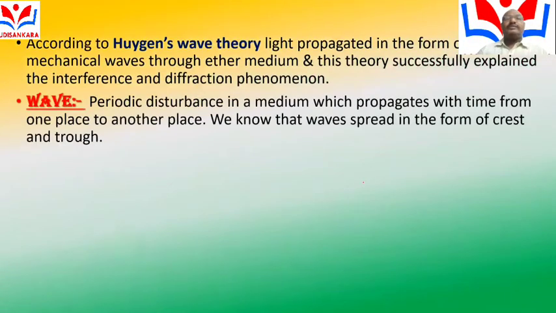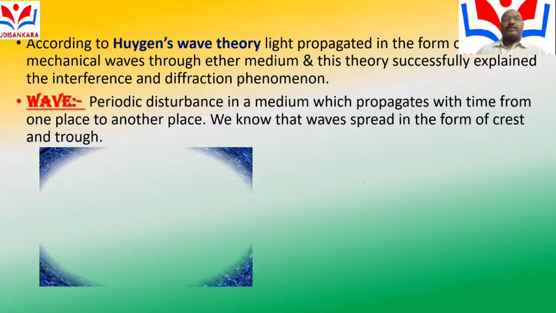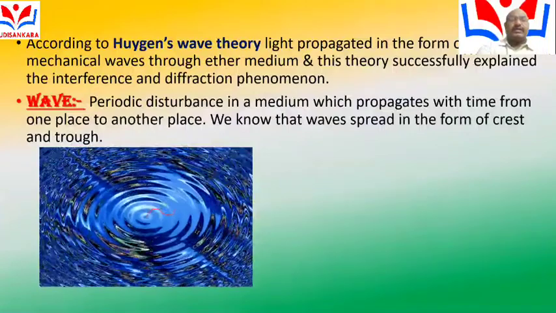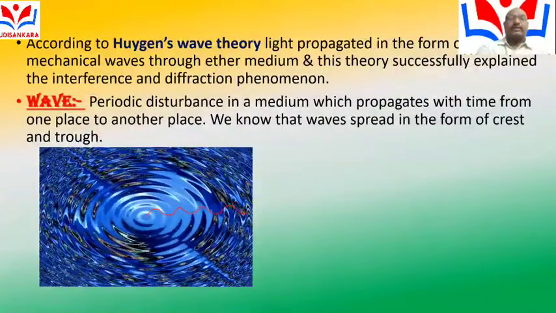According to Huygens' wave theory, light propagates in the form of mechanical waves through the ether medium, and this theory successfully explained interference and diffraction phenomena. In Huygens' theory, every point of the source is a source of secondary wavelets. A wave is a periodic disturbance in a medium which propagates with time from one place to another. We know that a wave spreads in the form of crests and troughs, like ripples on water, where waves are produced continuously as crests and troughs.